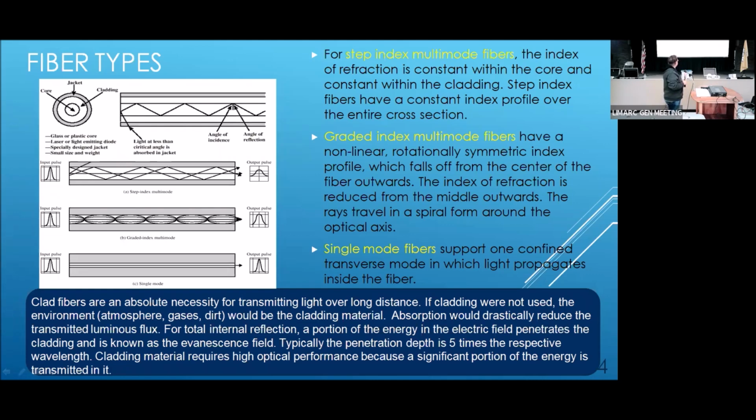Okay. The cladding is necessary to keep the light in the fiber. And if it wasn't used, the atmosphere would be the cladding material. And of course, it's not going to trap the light in there in a controlled way. For total internal reflection, a portion of the energy in the electric field has to penetrate the cladding, and it's called the evanescent field. Typically, the penetration depth is 5 times the respective wavelength. The cladding material has extremely high optical performance because it's bouncing that energy back into the core. So both the cladding and the core are necessary elements of fiber.